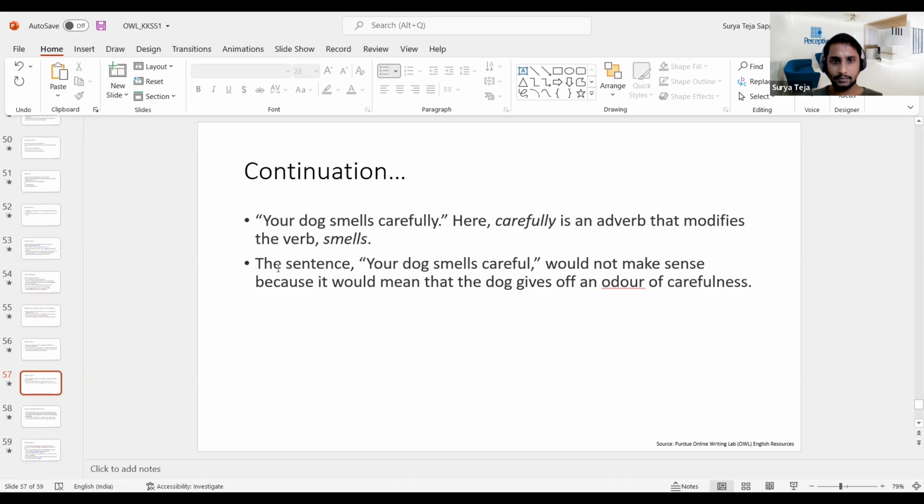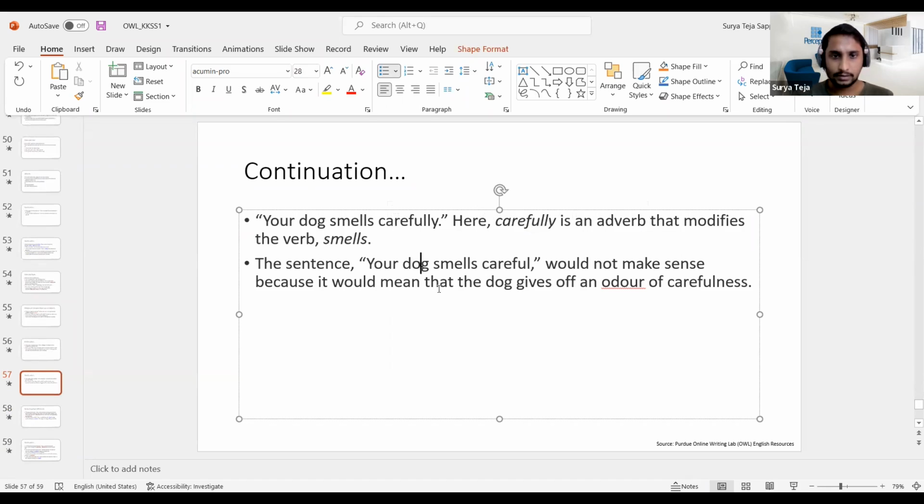In continuation to that example, we'll see another interesting example here. You see here, the dog smells carefully. Here carefully is an adverb, modifying the verb smells. What am I going to perceive when I read this sentence? The dog is maybe on a lawn, or on a floor or a surface, and the very basic nature of the dog is that it tries to sniff or smell to identify things. So what we are saying is the dog is being very careful at smelling and identifying things. So it gives a correct meaning to the particular sentence.